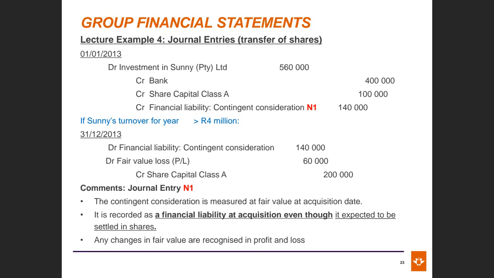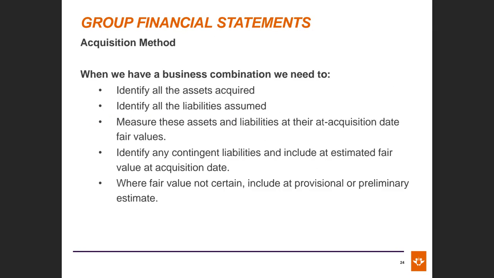Let's now go on to the next slide. Here we need to have a look at the acquisition method, or what is this acquisition thing we're talking about? What do we have to do when we have a business combination? Currently we have looked at how to record the acquisition in the acquirer's books, but now we also need to consider the consolidated financial statements and how we record that. So when we have a business combination, what do we need to do?